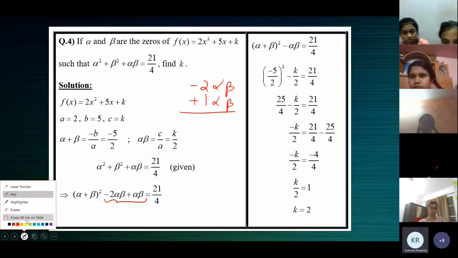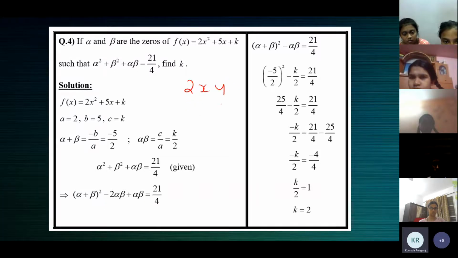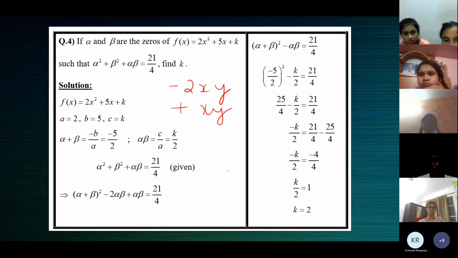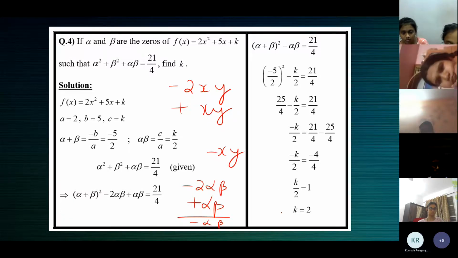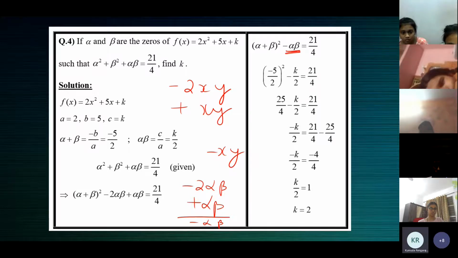Okay, Sneha, no problem. What is minus 2xy plus xy? Tell me. Ma'am, minus xy. Similarly, instead of xy, we have alpha beta. Minus 2 alpha beta instead of xy. Minus 2 alpha beta plus alpha beta, like minus 2xy plus xy. You said minus xy, no? So here it is minus alpha beta, correct? Yes, ma'am. That's what I've written here, minus alpha beta. Okay, good.